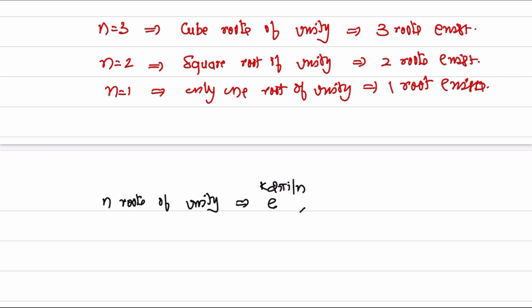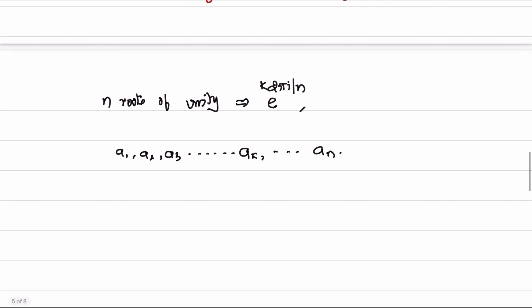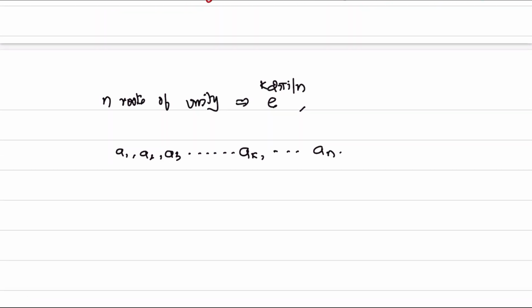What are the roots? Some values A1, A2, A3, something, AK, and up to AN. These are the roots of unity. I have got n roots, A1 to AN, but I want the kth root only. I don't want other roots. Then how to find the kth root?